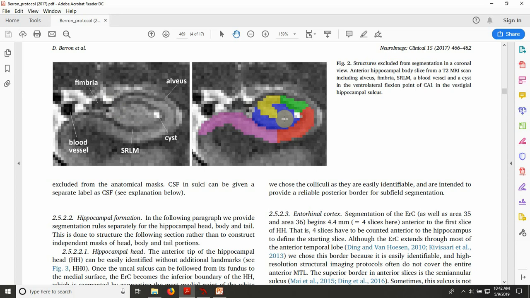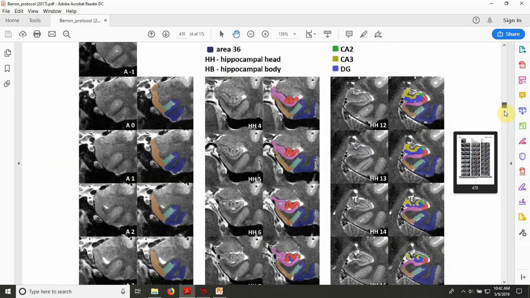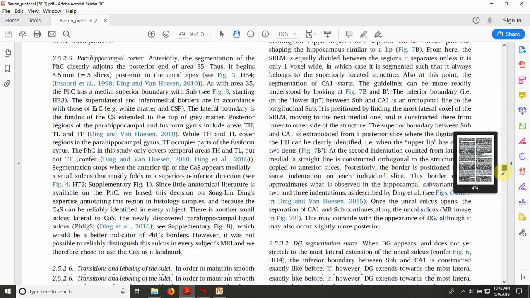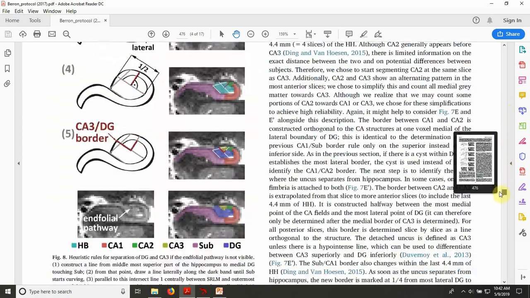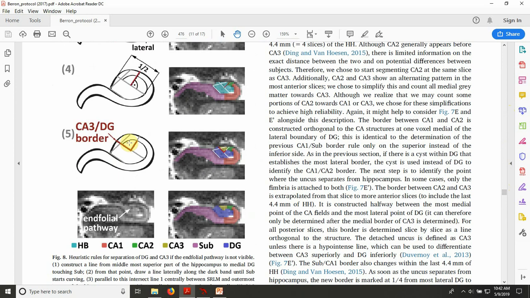Unfortunately, this feature is not always visible in data, so in case you have data in which you cannot see this feature, we propose a different set of rules, and that is shown in this figure. This is more of a geometric set of rules which doesn't use this endfolial pathway. Based on a number of lines, as you can see here, we determine the border between CA3 and the dentate gyrus, so between yellow and blue. And today I'll be explaining both of these different rule sets.